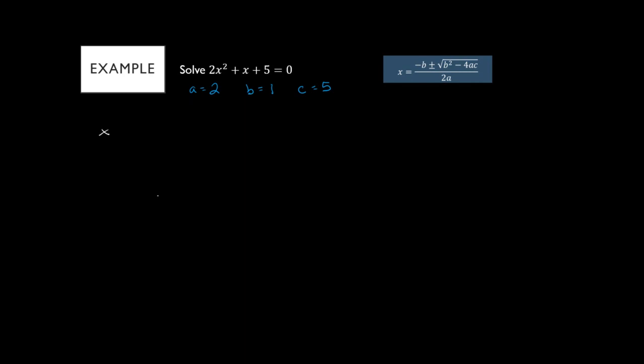So I've got my x as my variable. And so we've got negative b, and b is 1, so that's going to be -1 plus or minus the square root of b squared, which is 1 squared, minus 4 times a, which is 2, times c, which is 5. And then the whole thing is over 2 times a, so that's 2 times 2.